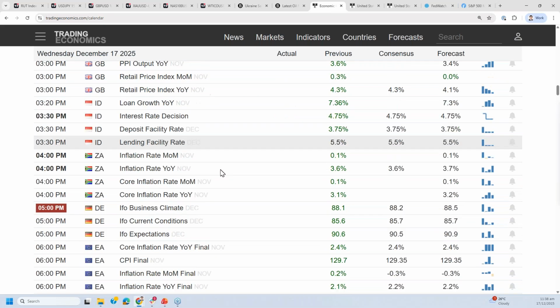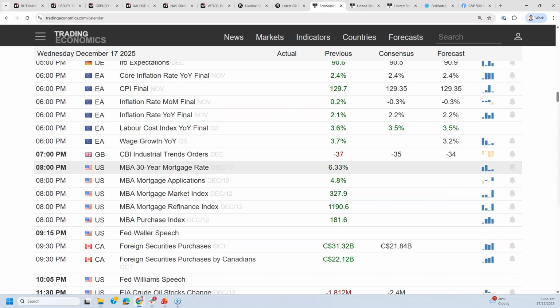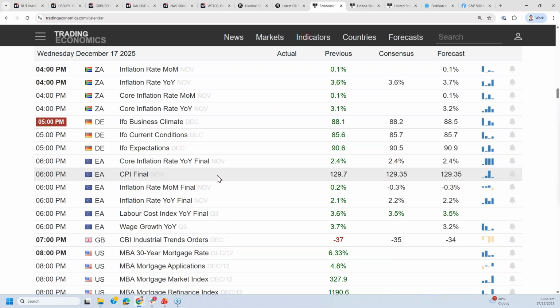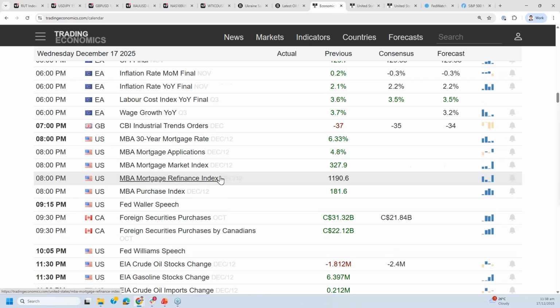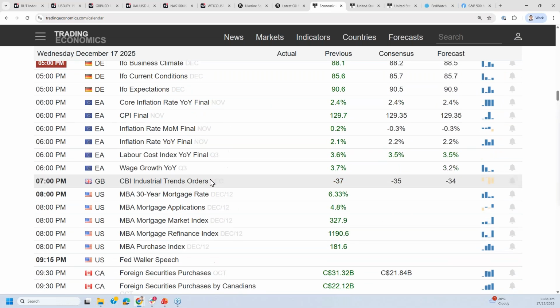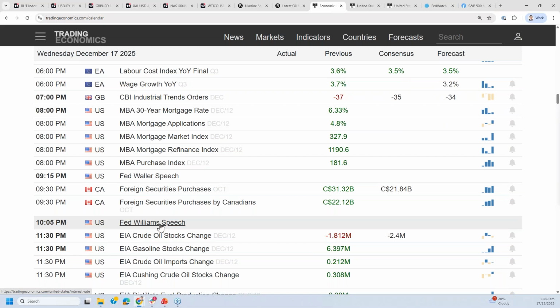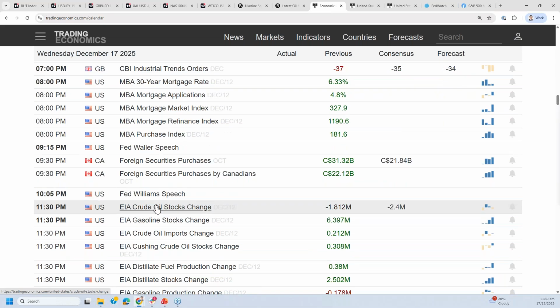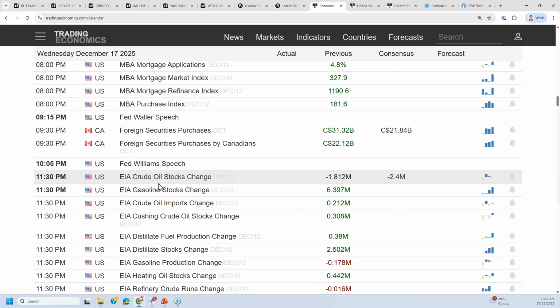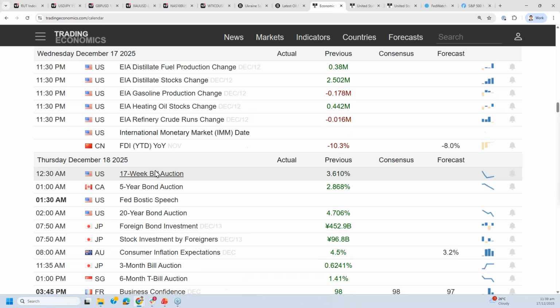Then we come to the much more important situation where we will start to see a slew of speeches, from the ECB and the Fed's Williams at 10:05 p.m. Singapore time. Then followed by the EIA stockpile change at 11:30 p.m. Singapore time today. That could potentially influence the short-term movement of West Texas crude oil over here. And thereafter, it will be a rather quiet session.